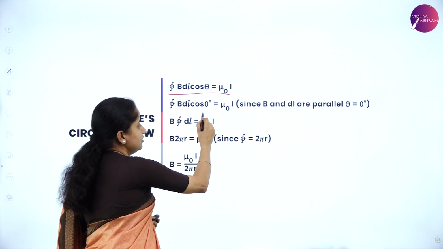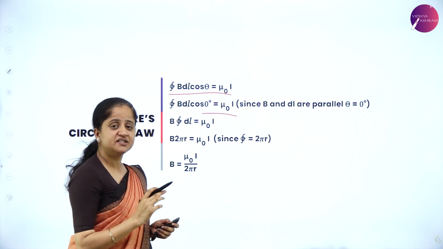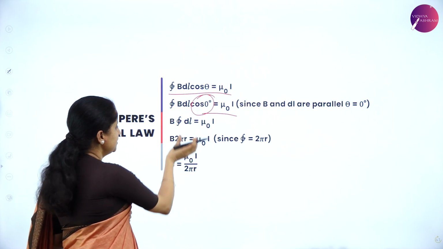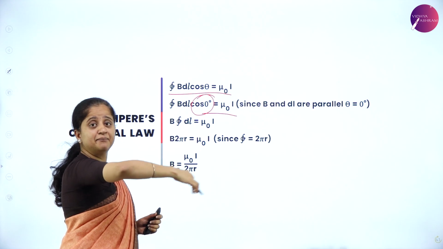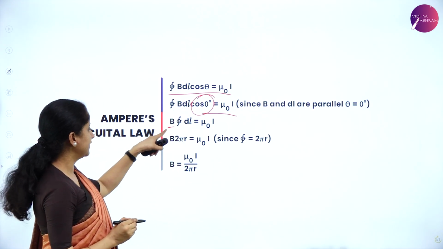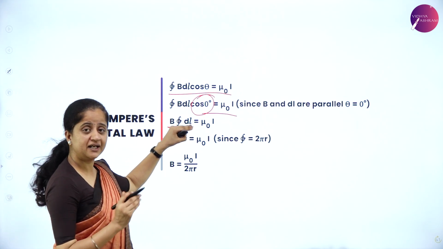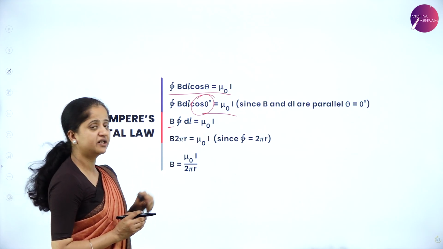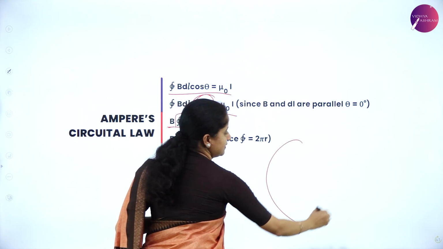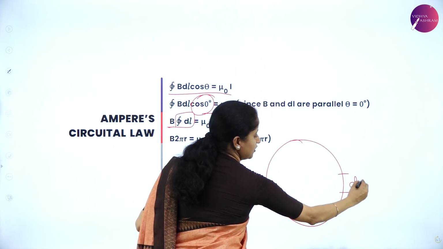Now what is the value of theta? Since B and the dl element are parallel to each other, the theta value is 0. What is the value of cos 0? It is nothing but 1. But we need to integrate all the line elements of the Amperian loop, and the magnetic field is constant throughout, so we can write it as B times the line integral of dl, which is equal to mu naught into I. And now if this is my circular Amperian loop, this is the dl, which is the small line element.